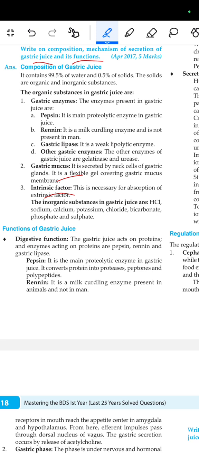The gastric juice acts on the proteins, and the enzymes acting on the proteins are pepsin, renin, and gastric lipase. Pepsin is the main proteolytic enzyme in the gastric juice. It converts the proteins into proteases, peptones, and polypeptides. Renin is a milk curdling enzyme present in animals and not in man.